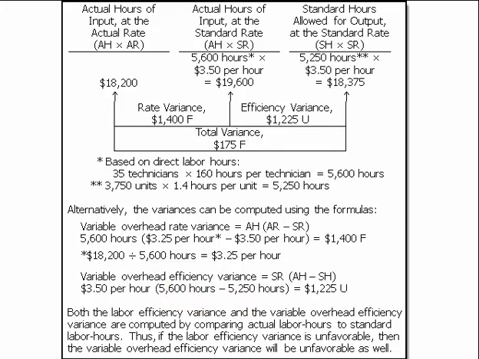Okay? One last comment here. Both the labor efficiency variance and the variable overhead efficiency variance are computed by comparing actual labor hours to standard labor hours, just like we did with direct labor, because it's applied that way. And therefore, if the labor efficiency variance is unfavorable, then the variable overhead efficiency variance will be unfavorable as well. So we've got a direct relationship going on there.